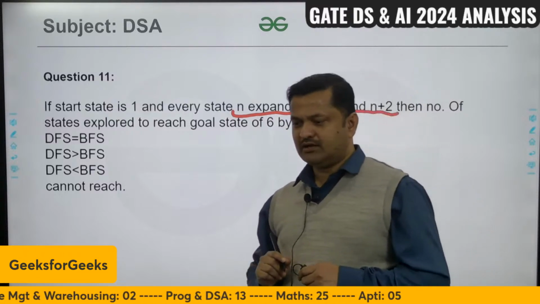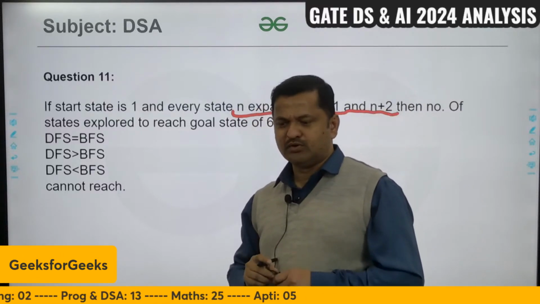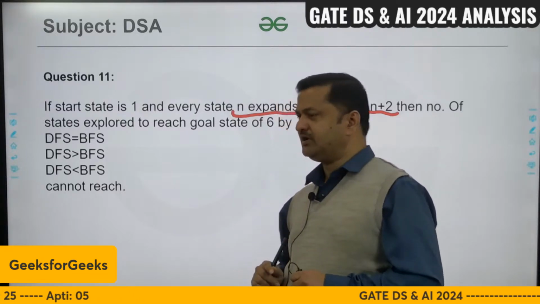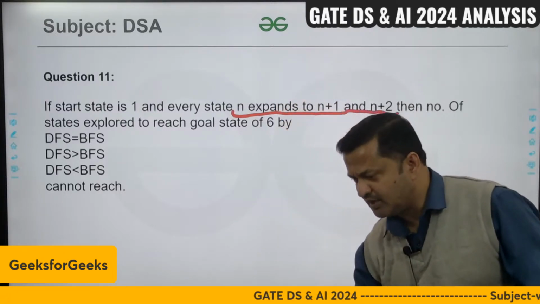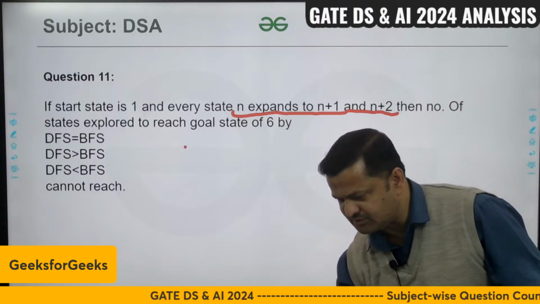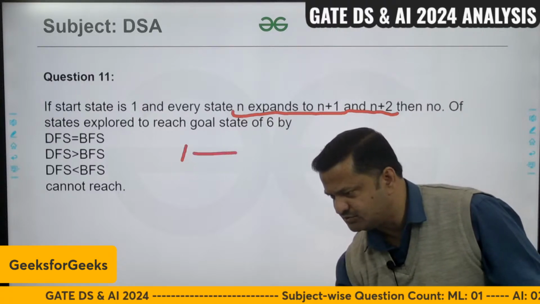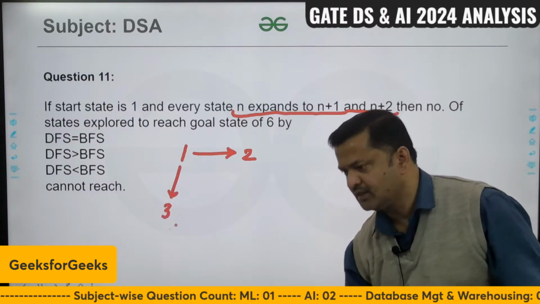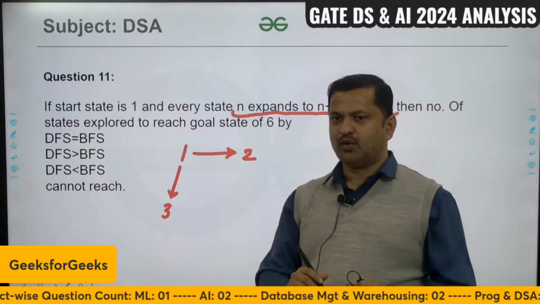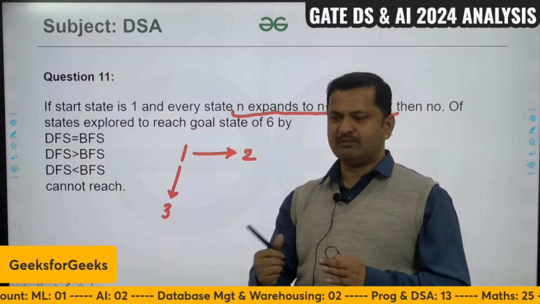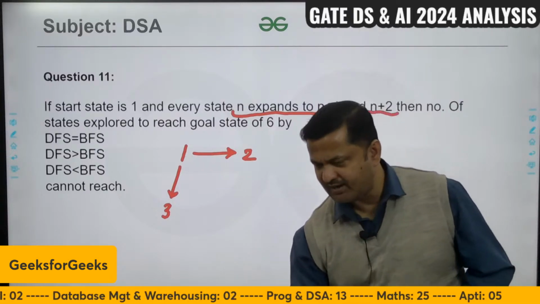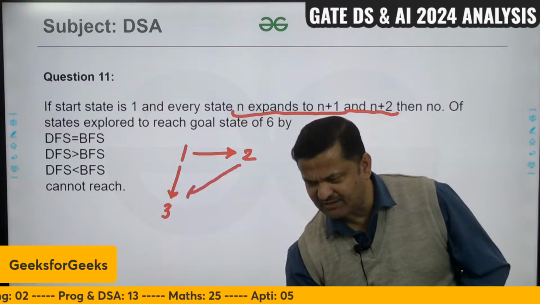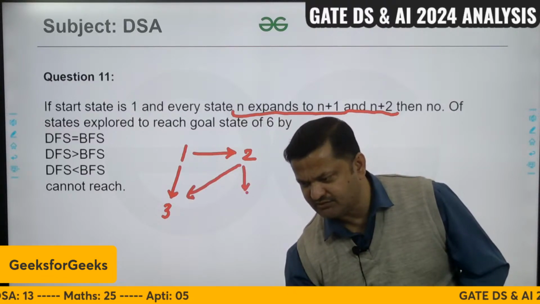All right. Then the number of states expanded to reach the goal number 6. First we have to complete the graph. Let me complete the graph over here. I'll start with 1. This is state 1 that can reach state number 2 or state number 3. By the definition, 1 can expand to 1 plus 1 or 1 plus 2. Now look at 2. 2 can expand to 2 plus 1, that is 3, or 2 plus 2, that is 4.